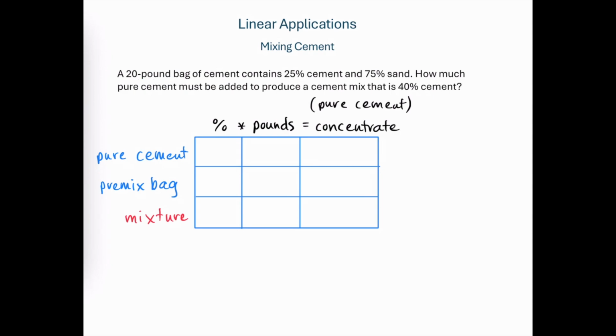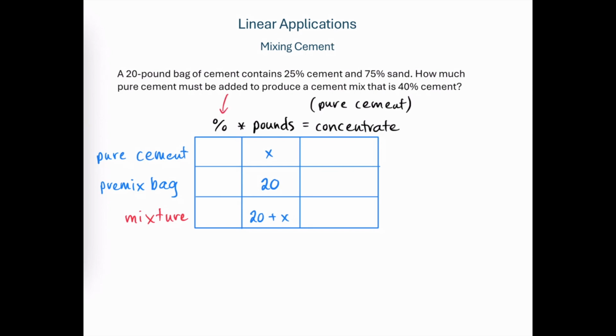Now let's think about populating our cells. Our question is how much pure cement must be added, so this is going to represent our unknown quantity. We'll put that X in the cell that represents the quantity of pure cement. We're given that we have a 20-pound bag of the premix, so 20 goes into the quantity of the premix bag. And if we started with 20 pounds of the premix and we add X pounds of pure cement, then we're going to have 20 plus X pounds of the combined mixture.